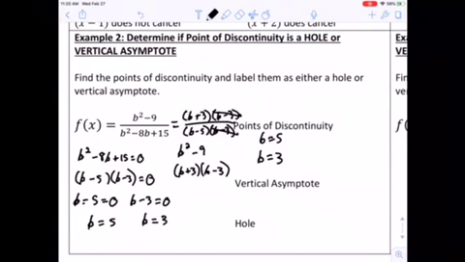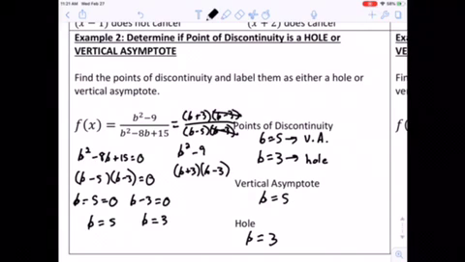Since b minus 3 gives us the point of discontinuity b equals 3, that is going to become a hole. B minus 5 doesn't cancel out with anything on top, so that becomes a vertical asymptote. And so let's write those down here in the different categories. Notice that we didn't come up with any brand new answers for b. We're using those two points of discontinuity and just categorizing them into the more specific type.